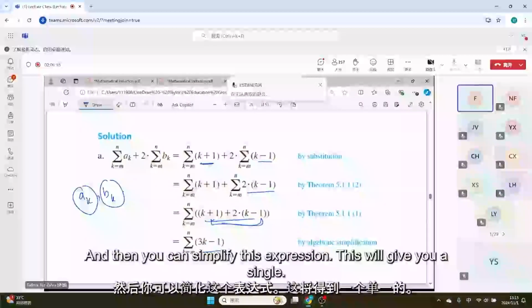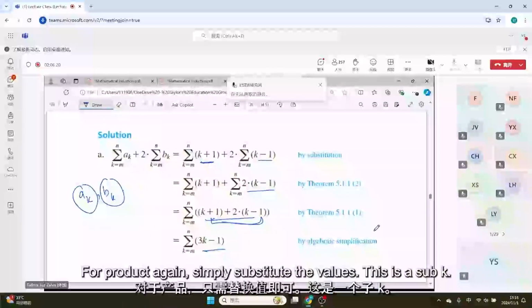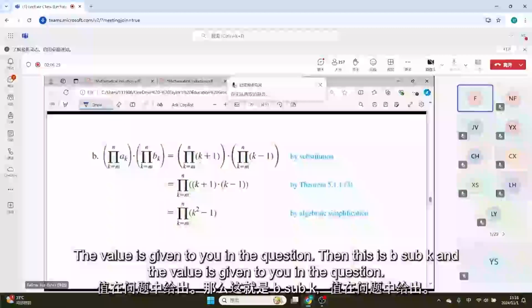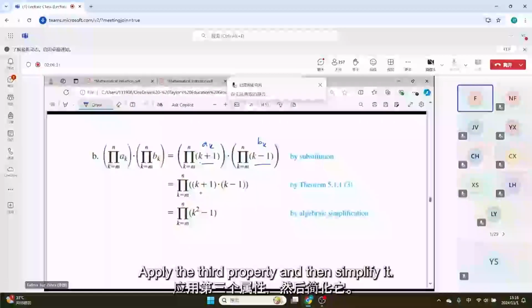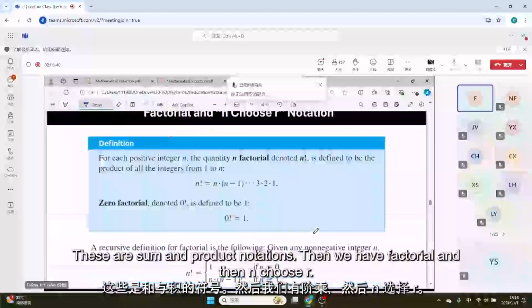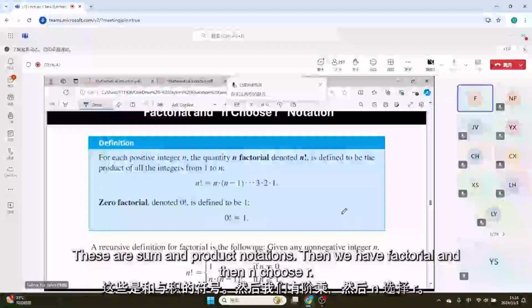So for single product again, simply substitute the values. This is a sub k, the value is given to you in the question. Then this is b sub k, and the value is given to you in the question. Apply the third property and then simplify it. So these are sum and product notations. Then we have factorial, and then n choose r.